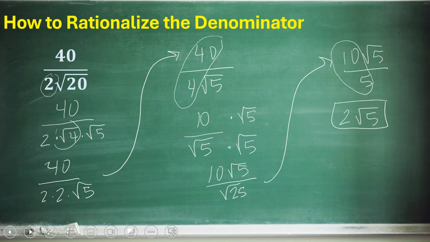The next video will have the problems when we have to simplify a denominator that is a binomial and contains a radical.